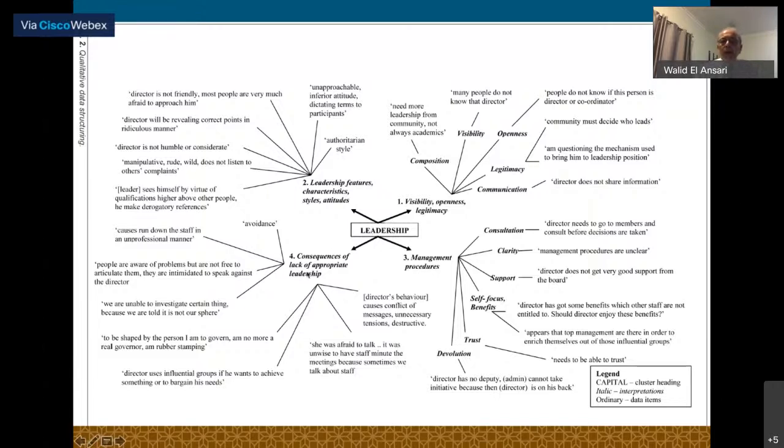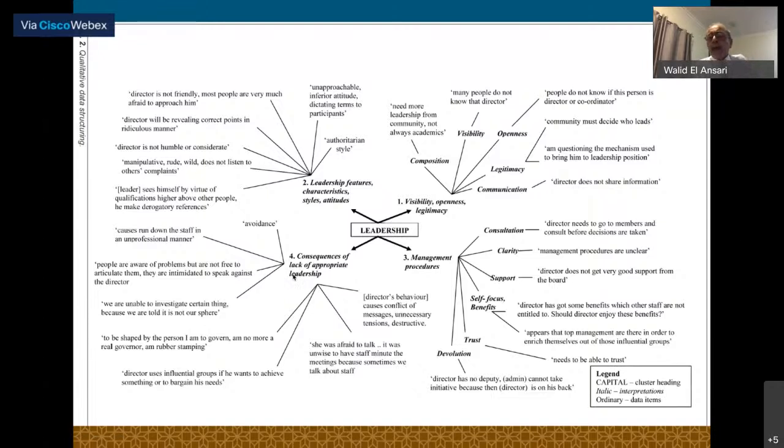The fourth one here was the consequence of a lack of appropriate leadership, and I had people telling me, if leadership was inappropriate, this can cause conflict, or people telling me she was afraid to talk, or they were telling me the director uses influential groups, or people thought they could be rubber stamping, or people thought they could not investigate particular things because they are told, no, this is none of your business. And to me, these were all issues that looked like consequences of the lack of appropriate leadership.